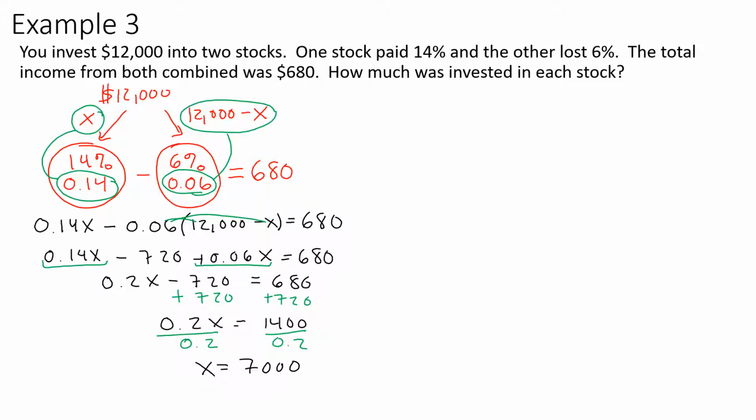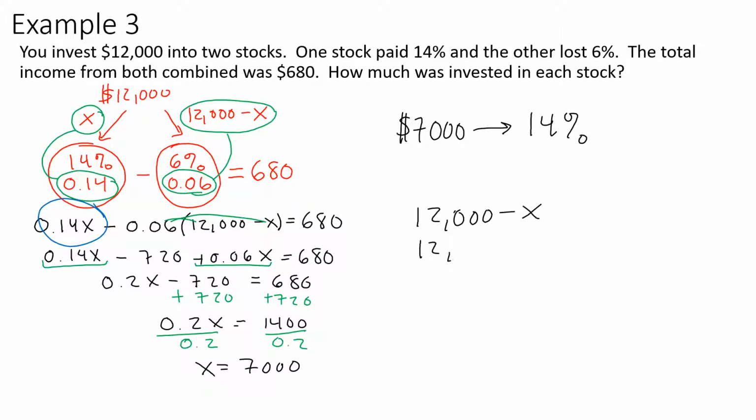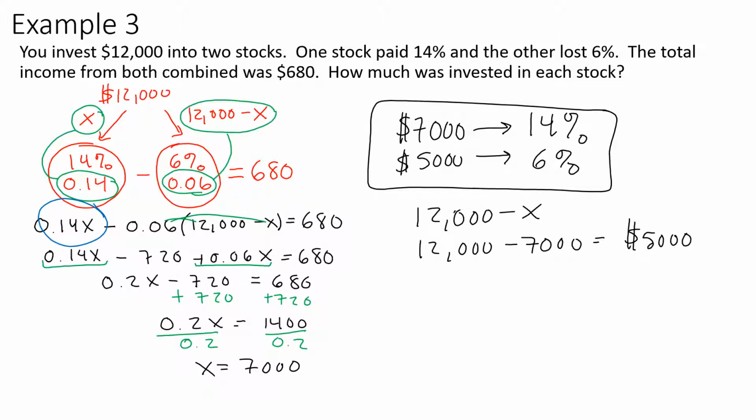So x is 7,000. When I first created this problem, I assigned x to the 14% account. So that means that $7,000 goes into the 14% account. And we started with 12,000, and if we put 7,000 into the 14% account, then the remaining amount, which is 12,000 minus x, so 12,000 minus the 7,000, is 5,000. So the remaining amount is 5,000, and that's what goes into the 6% account. So my answer is that $7,000 went into the 14% account and $5,000 goes into the 6% account.